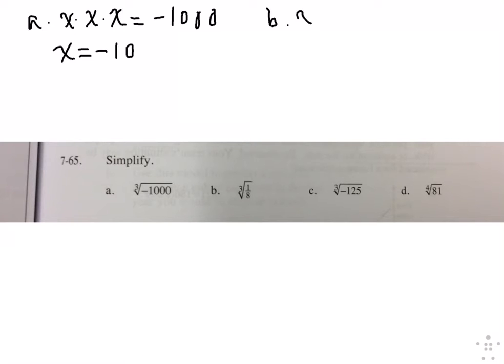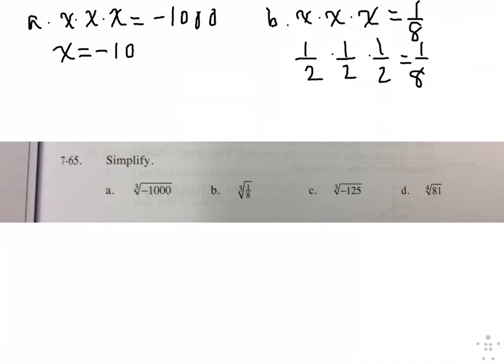So again, what times itself 3 times equals 1/8? Quickly we can realize that 1/2 times 1/2 is 1/4, times 1/2 again is 1/8. So, therefore, the answer is 1/2.